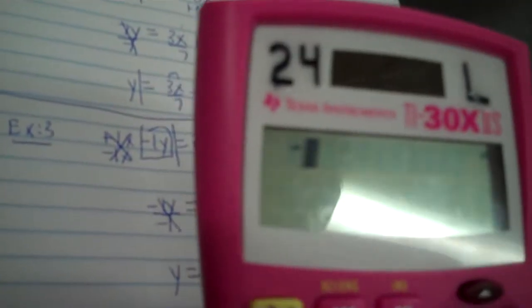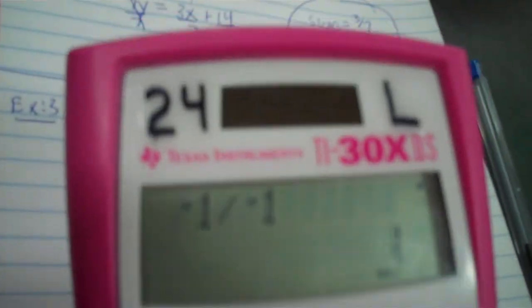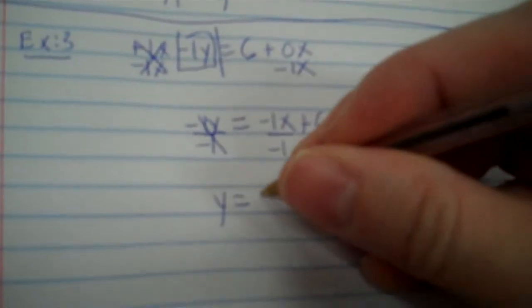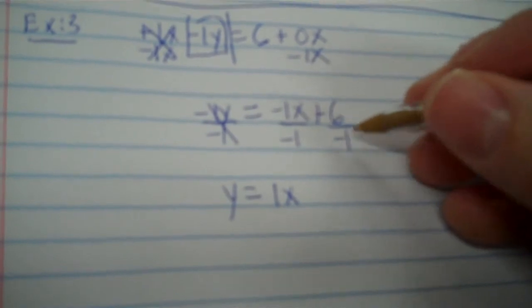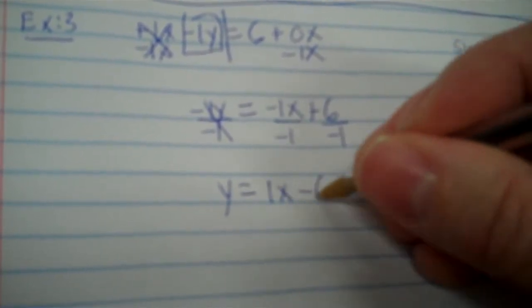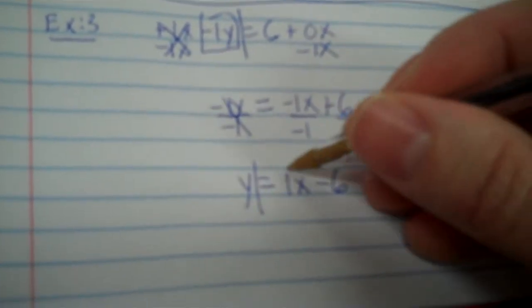Okay, now negative 1 is times by y. The opposite of times negative 1 is divide by negative 1. And then I divide these separately by negative 1. Okay, so negative 1 divided by negative 1 is not a decimal, so I write 1x. And then 6 divided by negative 1 is negative 6, so minus 6. Now we have our m and our b. So the slope is 1, the y-intercept is negative 6.